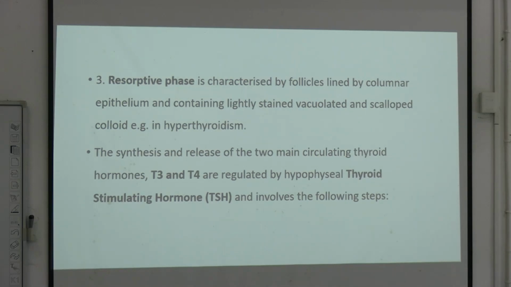The synthesis and release of the two main circulating thyroid hormones, T3 and T4, is regulated by thyroid stimulating hormone, that is called TSH. The mechanism: first is iodine trapping, in which thyroidal cells absorb the iodine from the blood and concentrate it more than 20-fold. Second is oxidation of the iodine, which takes place within the cells by thyroid peroxidase. Third, iodination occurs next, at the microvilli level, between the oxidized iodine and the tyrosine residue of thyroglobulin, so as to form monoiodotyrosine and diiodotyrosine, MIT and DIT. Then coupling of MIT and DIT occurs in the presence of thyroid peroxidase to form triiodothyronine and thyroxine, T3 and T4.